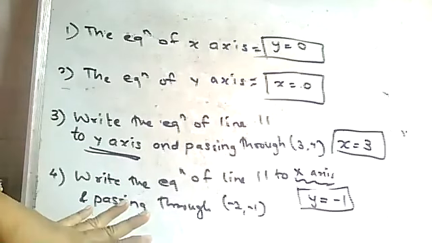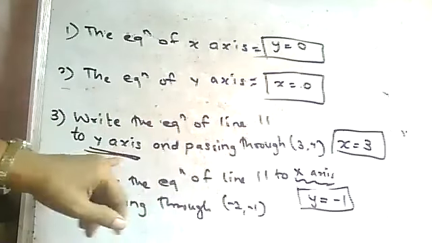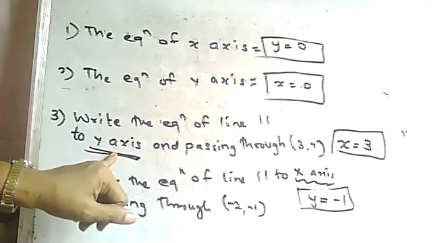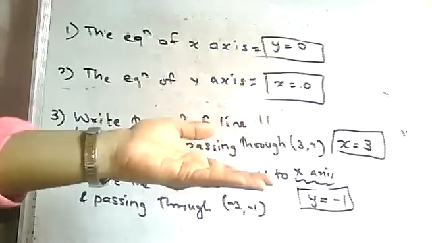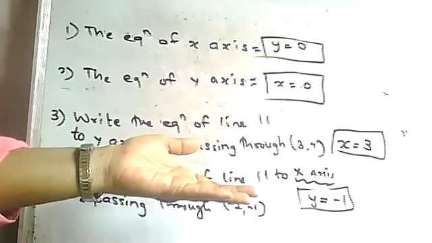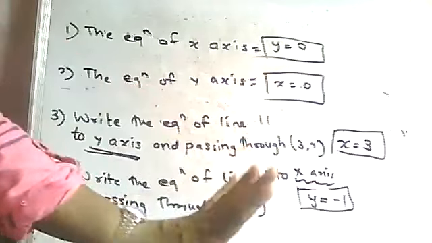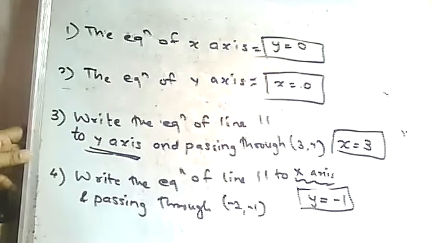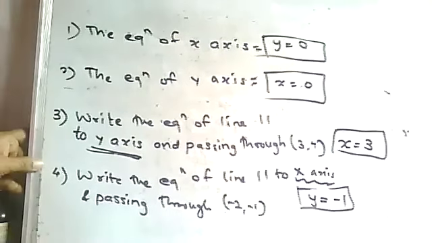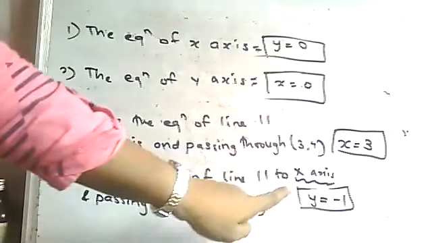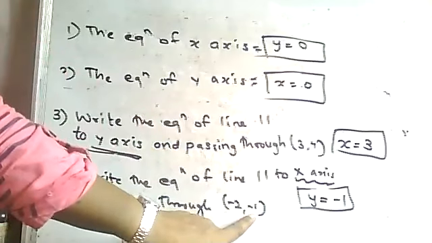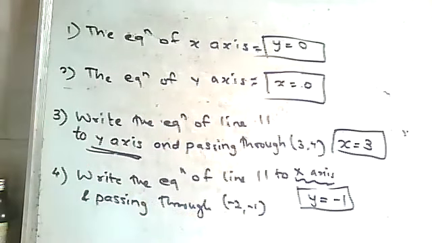Make sure that when the line is parallel to y-axis, equation is x is equal to something, and something you will get from here. This is x, this is y. That you must know. And if the line is parallel to x-axis, y is equal to something. So y is equal to -1.